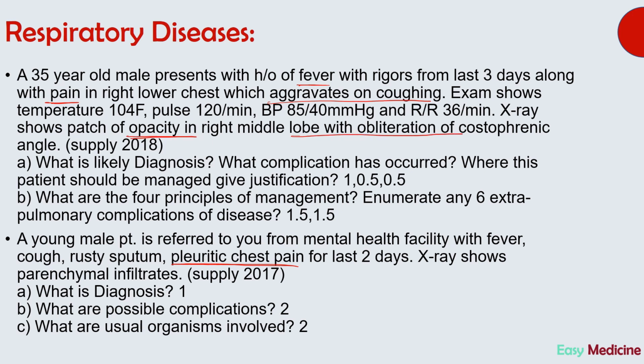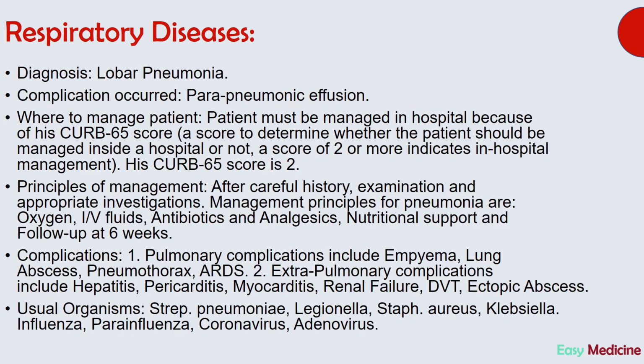Let's see the answers now. See, here the diagnosis is lobar pneumonia. The second part of the question asked about the complication which has occurred. The complication is parapneumonic effusion. The next part asked where the patient should be managed. So this patient must be managed inside a hospital because of his CURB 65 score.